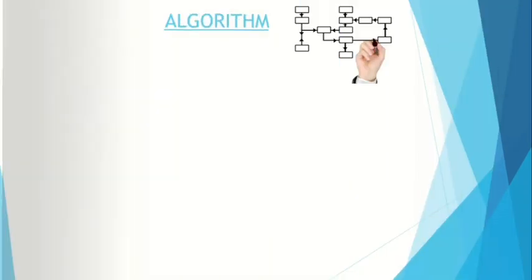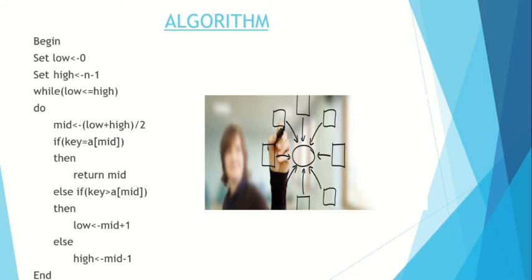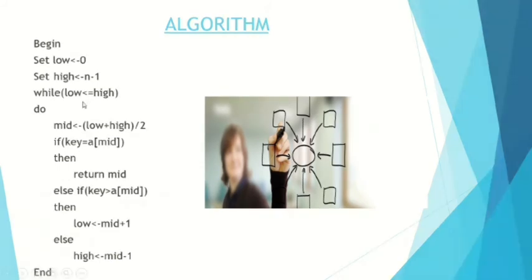Now let's talk about the algorithm. Set low to 0 and high to n minus 1. And while low is less than or equal to high, we use the mid formula: mid equals (low plus high) by 2. If key equals A of mid, then we return the middle value. Else if key is greater than A of mid, then low equals mid plus 1, else high equals mid minus 1.